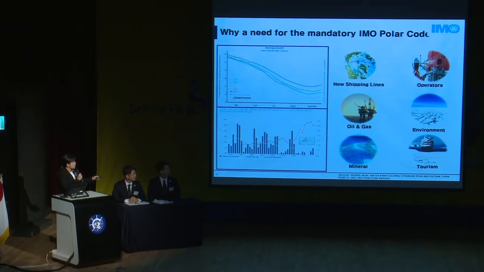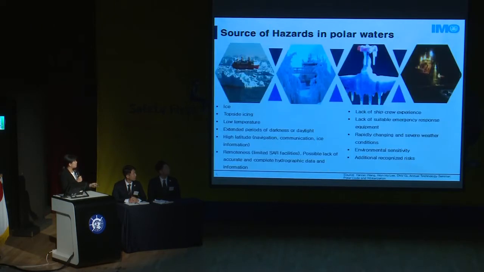As shown in the graph, over the past 40 years, the vessel traffic in polar waters has doubled. Polar waters have many dangers, such as icing, low temperatures, the failures of navigational electronic equipment in high latitudes, the lack of experience of the seafarers, and lack of emergency equipment.